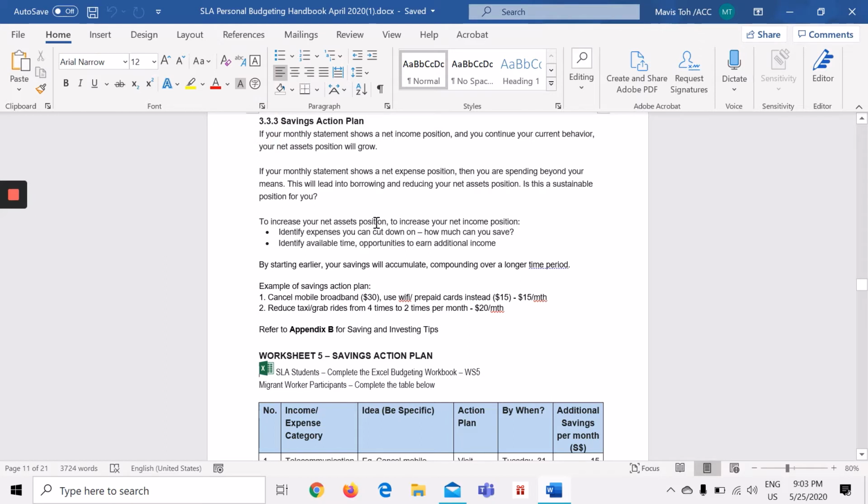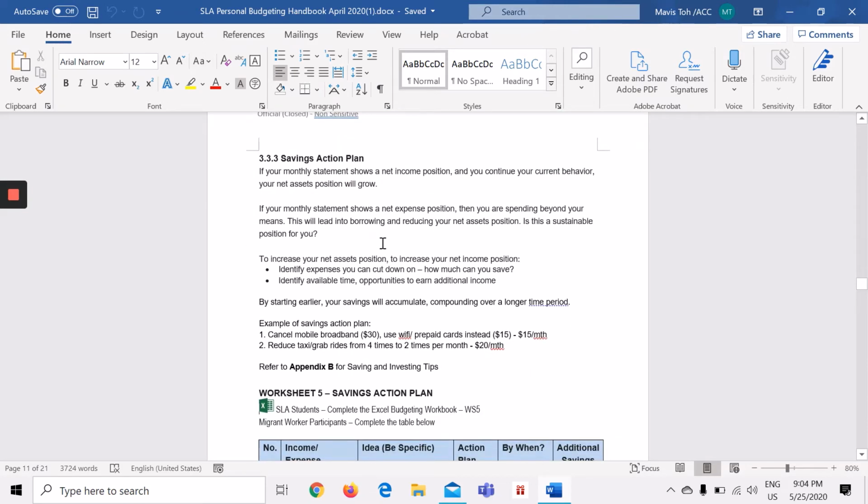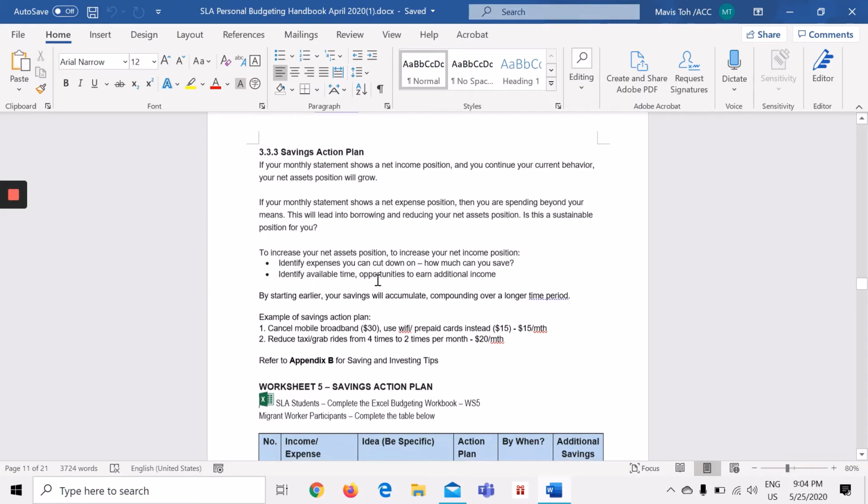In this section, you will assess what you can do further to improve your net income position and ensure that you still have money after spending all your expenses, such as buying clothes, shampoo, or paying off your telephone bills. So, if your income is more than your expense from this worksheet 4, it shows a net income, which means it's a surplus, which means that it is a good progress. So you're doing great.